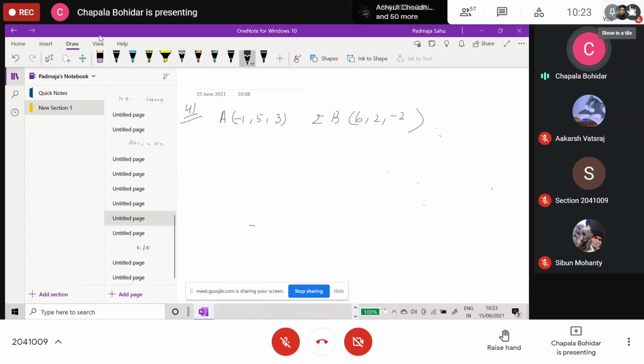Unit vector, you know how to find it. If the vector is given, how to find the unit vector, you may get that question. That is the vector divided by its modulus.